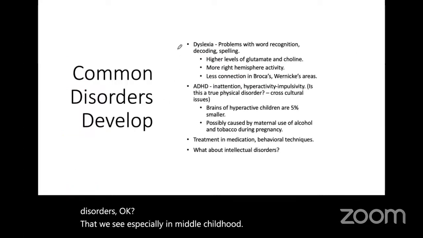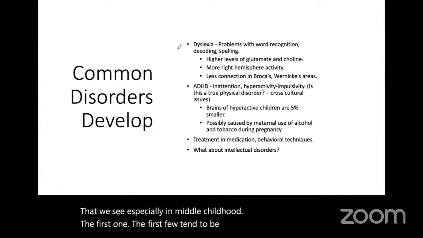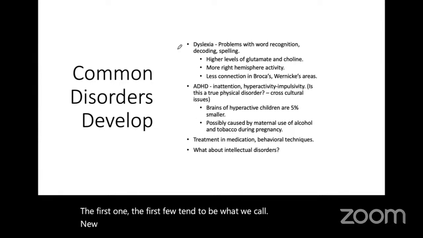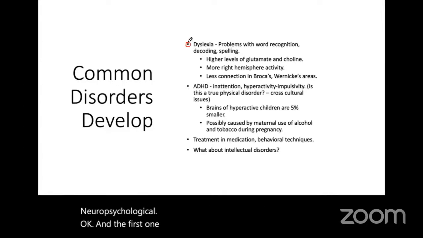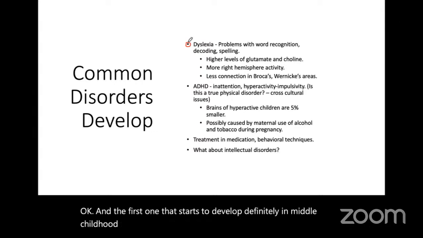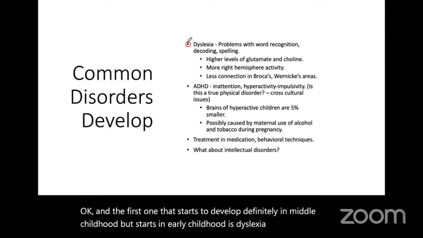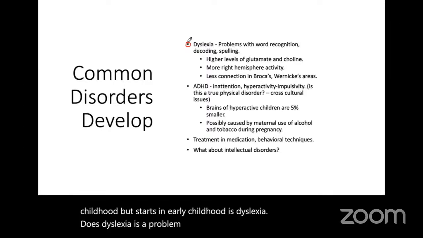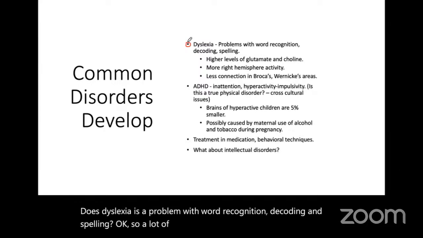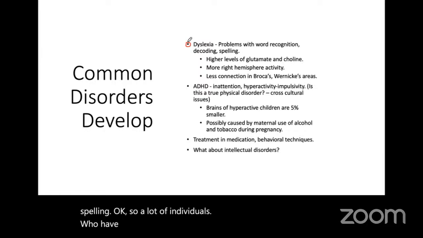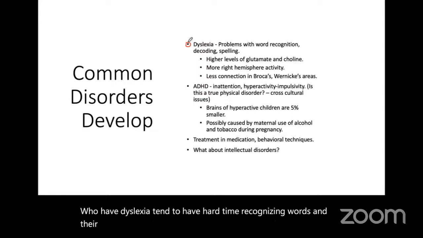The first few tend to be what we call neuropsychological, okay, and the first one that starts to develop definitely in middle childhood, but starts in early childhood, is dyslexia. Dyslexia is a problem with word recognition, decoding, and spelling. Okay, so a lot of individuals who have dyslexia tend to have a hard time recognizing words in their regular spelling form, and also have trouble spelling out words.